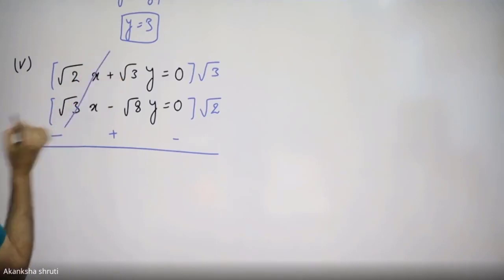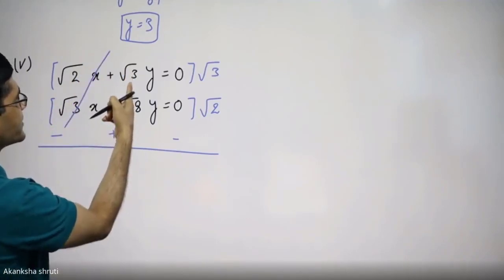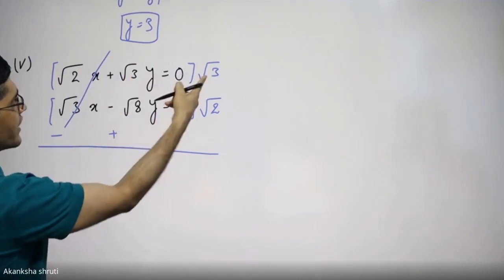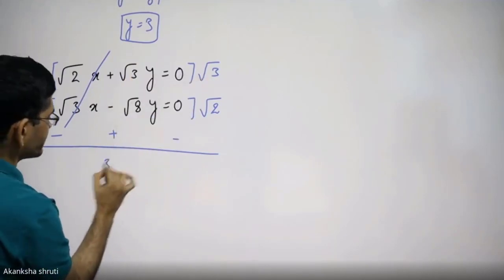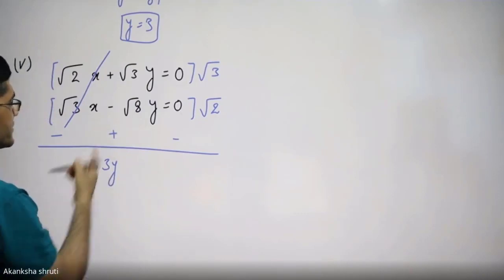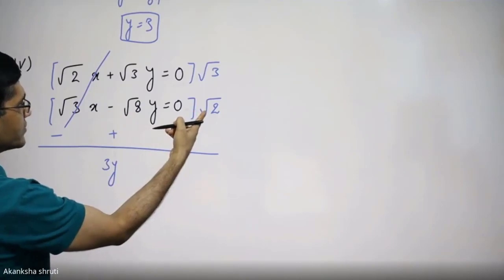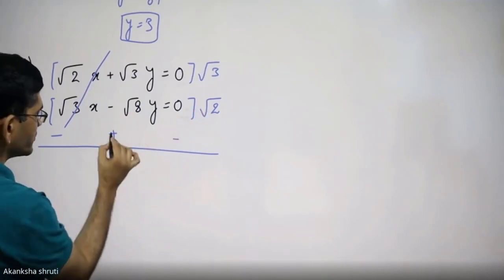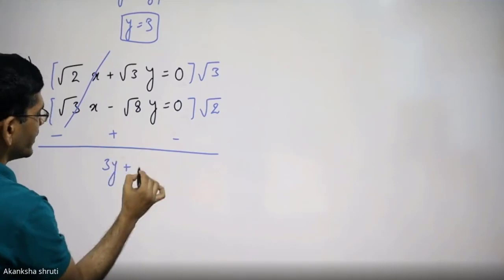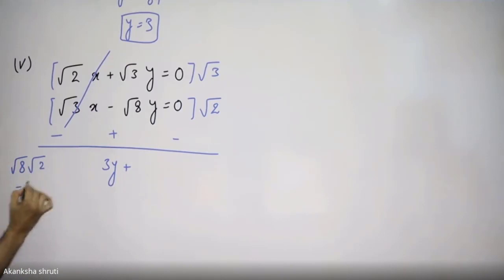This term is getting cancelled. Here we have root 3 into root 3. It means our first one is 3y. Very nice. The second one, root 8 multiplied by root 2. The sign is plus. It is under root of 16. Students, just keep in mind, root 8 into root 2 is under root of 16. It means it is 4y.